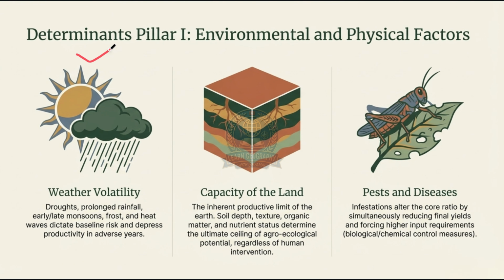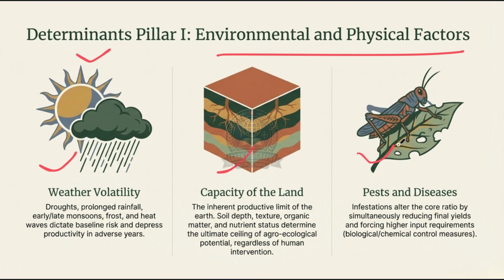Determinants, pillar 1, environmental and physical factors. Weather volatility: droughts, prolonged rainfall, early or late monsoons, frost and heat waves dictate baseline risks and depress productivity in adverse years. Then capacity of the land, the inherent productive limit of the earth. Soil, depth, texture, organic matter, and nutrient status determine the ultimate ceiling of agricultural potential, regardless of human intervention.